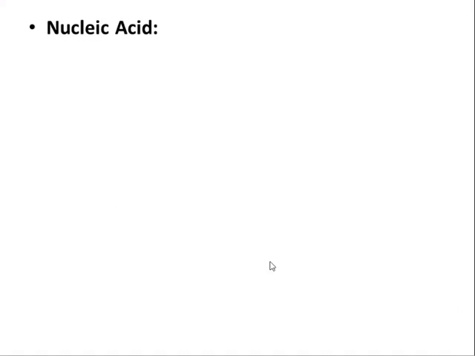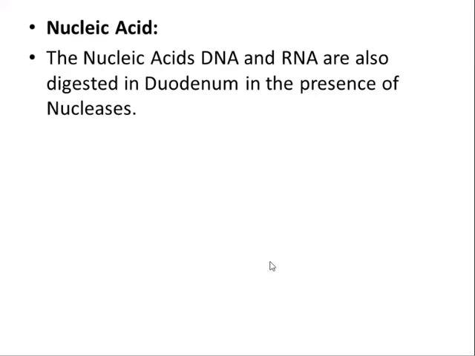I will now discuss the digestion of nucleic acids in the small intestine. Nucleic acids, that is DNA and RNA, are also digested in the small intestine by enzymes called nucleases. These are deoxyribonuclease and ribonuclease. Deoxyribonuclease is responsible for the conversion of DNA to deoxyribonucleotides, and ribonuclease is responsible for the conversion of RNA to ribonucleotides, and these nucleotides convert to pentose sugars and nitrogen bases in the presence of the enzymes nucleotidase and nucleosidase.